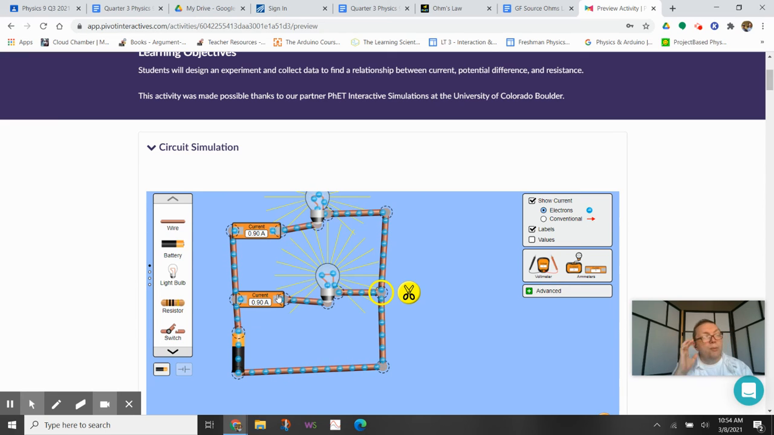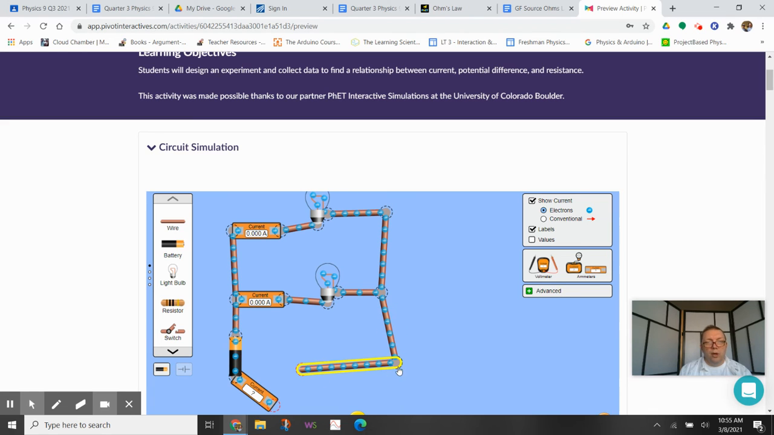But remember, when we talk about current, that's charges per second. So not all charges are going down this path. Some charges are going down this path. Other charges are going along this path. So if I put an ammeter right there, right next to the battery, think for a second, what should the current be flowing through the battery? If this one was 0.9 and this one was 0.9, what should the current here be?